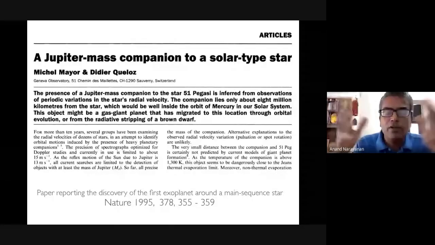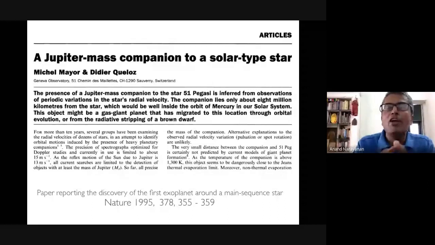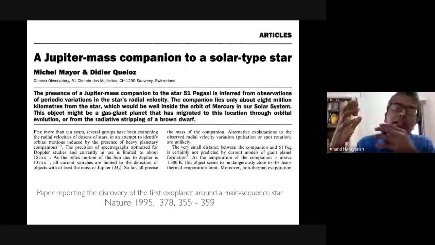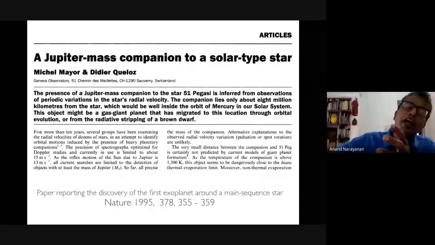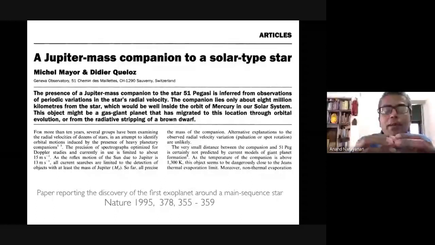This immediately threw up a lot of questions, because our idea of how planets form around stars was based on this one example of our own solar system, where all the big gas giant planets are far away from the sun, and the planets which are close to the sun are all rocky terrestrial planets, which are very small. But here in this case, you have a huge planet, probably made of gas, very close to the star.